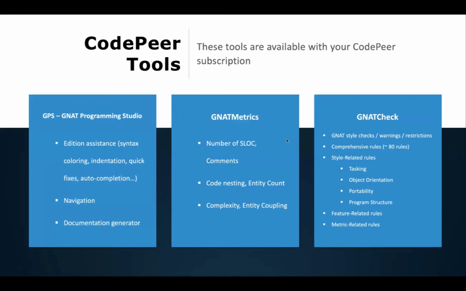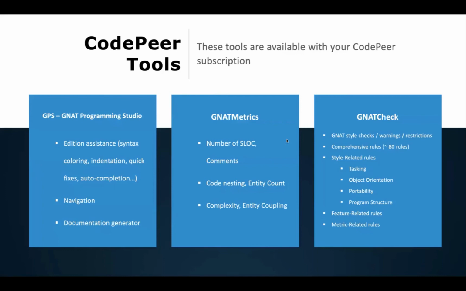I already mentioned GPS, and we'll see a demo of GPS shortly. This is an IDE. It's a modern IDE, something like you'd be used to with all the IDEs you currently use. The next tool that's interesting is the GNAT metrics tool. This is a tool that can calculate statistical information about your code. So this would be a basic static analysis tool. The GNAT check tool is another basic static analysis tool. This allows you to check your code against a specific coding standard.